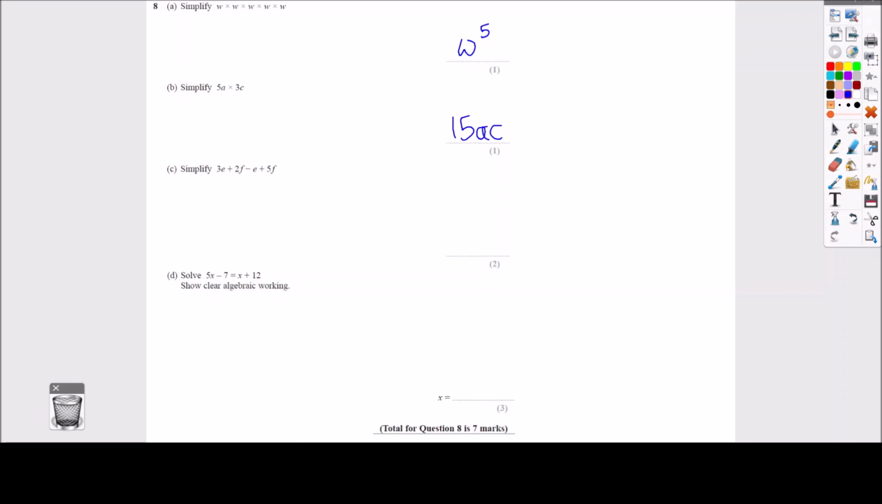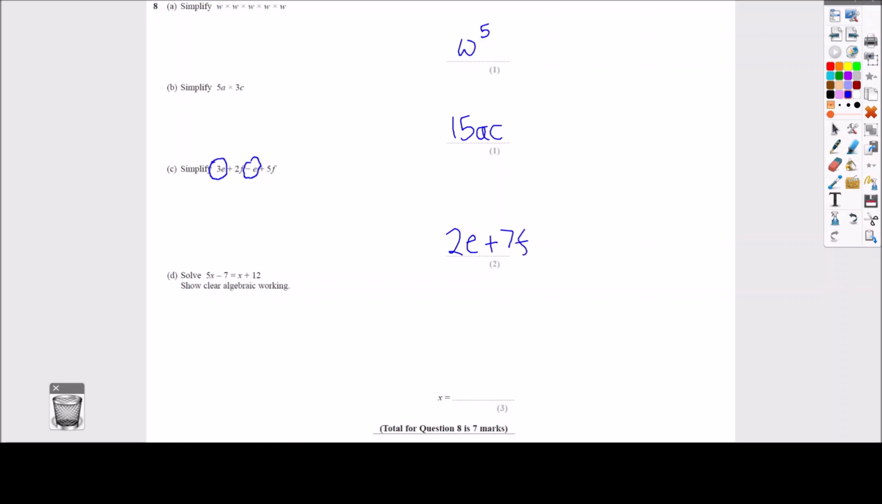Now for part C, be careful to incorporate the signs. So it's 3E take away E, which is 2E, and 2F add 5F, which is 7F.